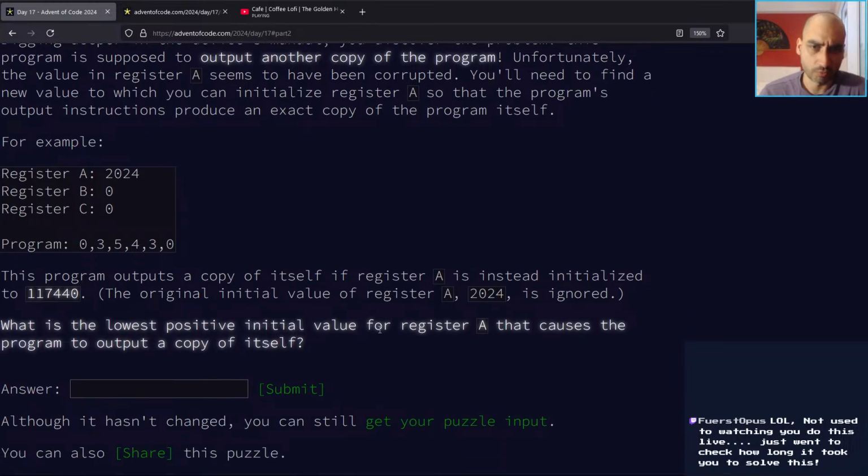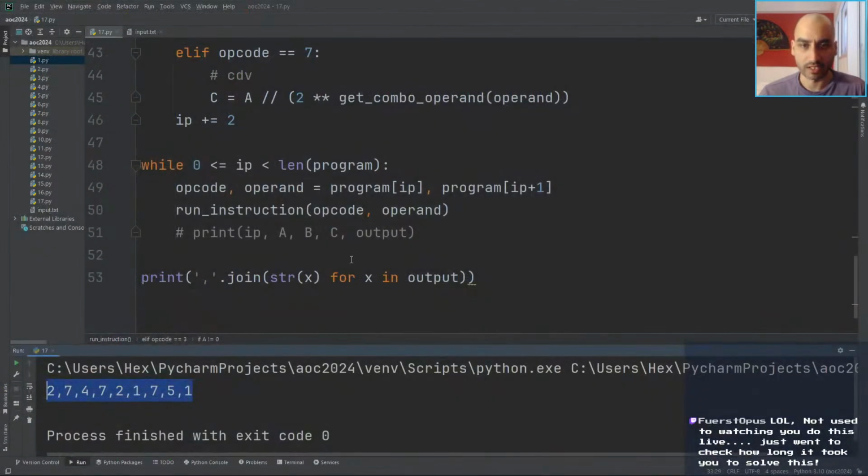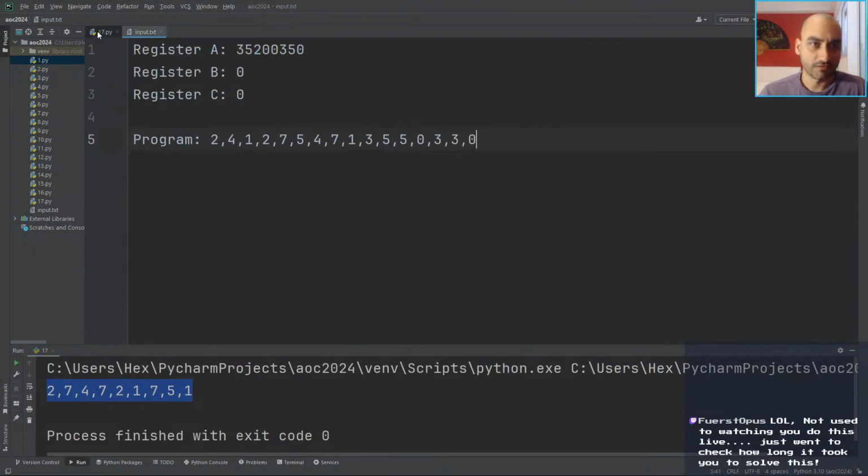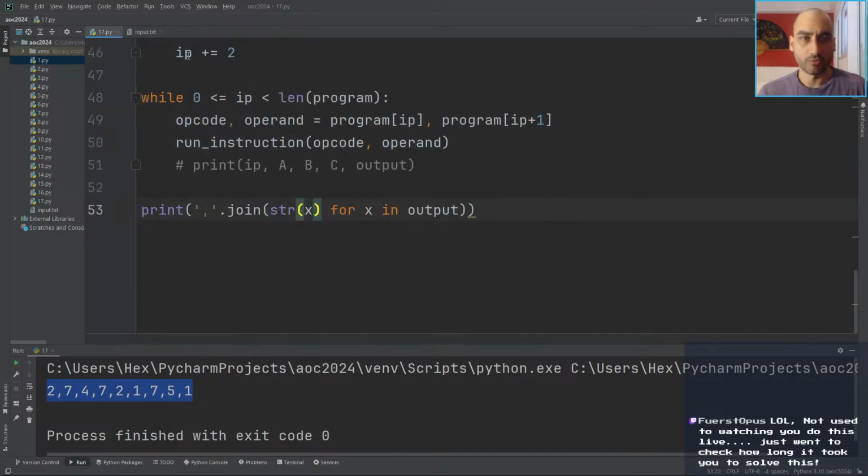I guess we just loop through values of A. Yeah, we'll try looping through A. It's not like we have to really work out what this code is doing, do we? That's usually really tough. Right, we'll try just looping through values of A then.